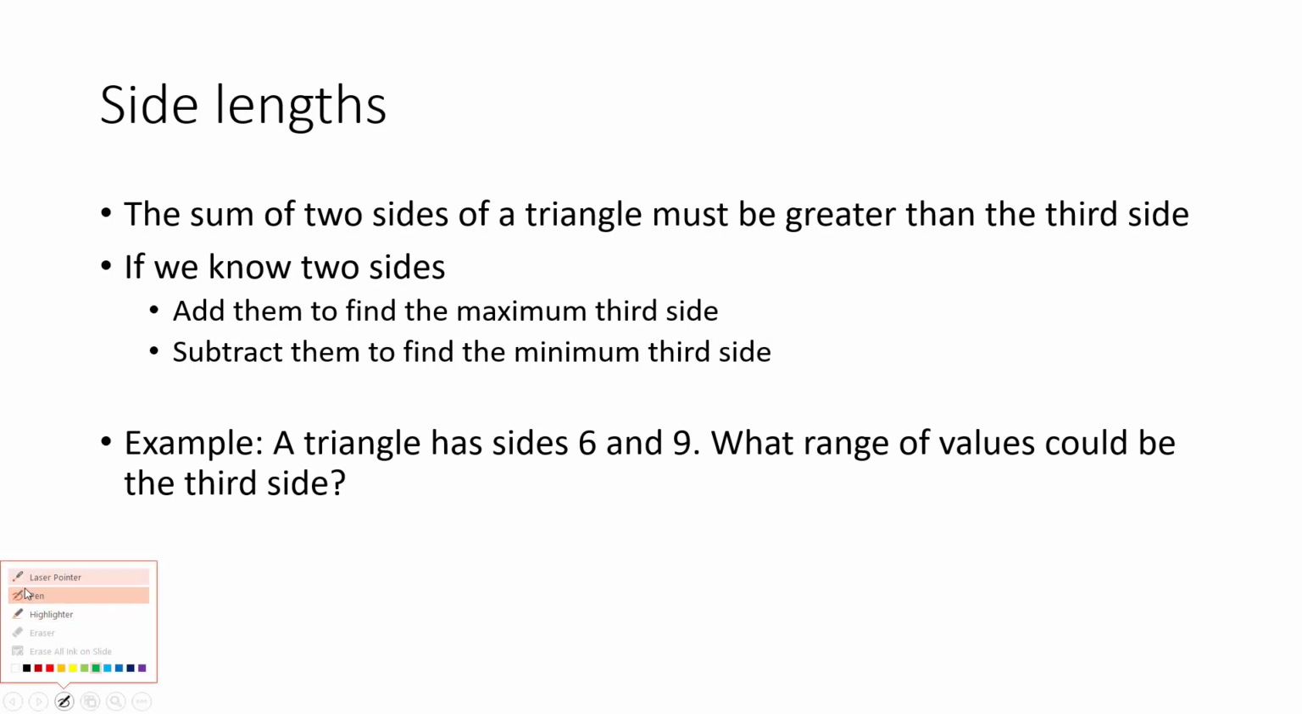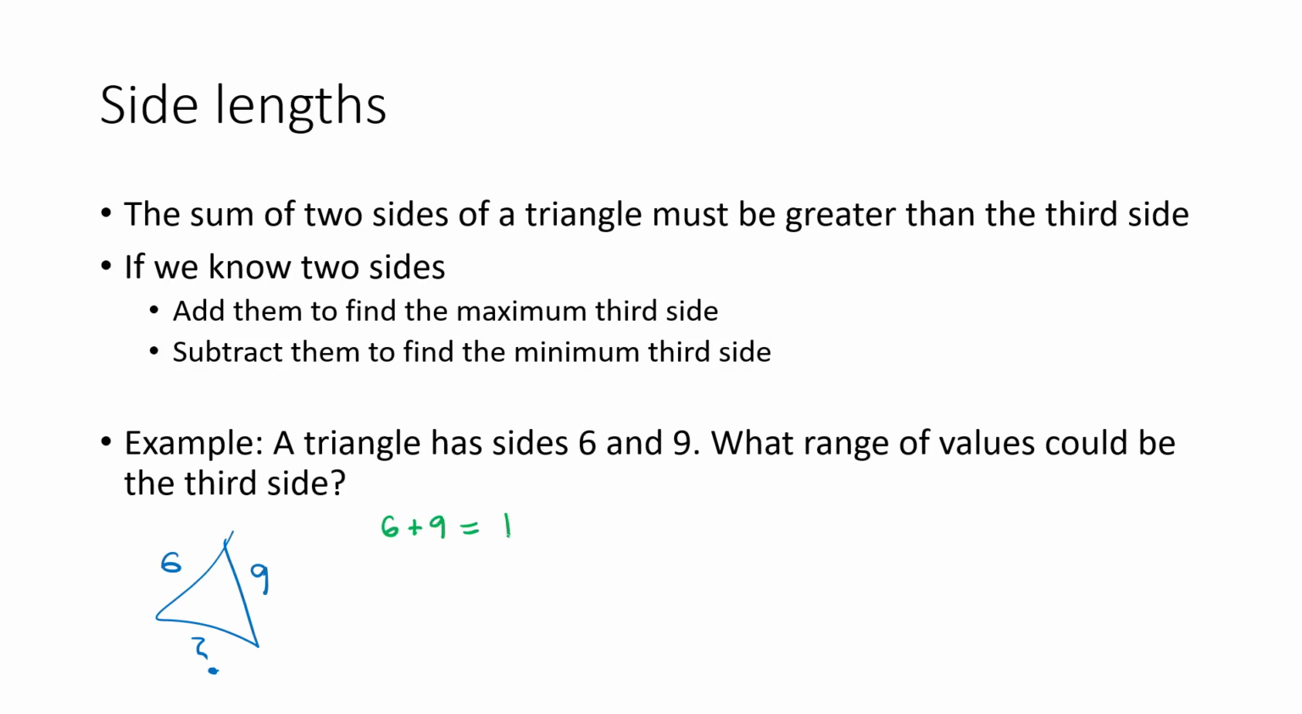We've got a triangle. We don't know what it looks like exactly, but it's got sides 6 and 9. We want to know what range of values are allowed for the third side. Well, to find the maximum value that third side can be, we add them together. 6 plus 9 equals 15. That third side has to be smaller than 15. So we'll just do it as an inequality here. x has to be smaller than 15, that third side.